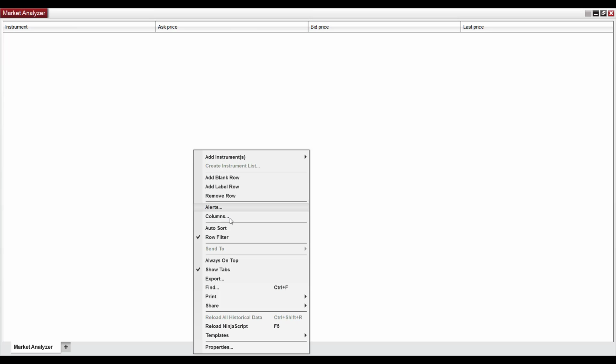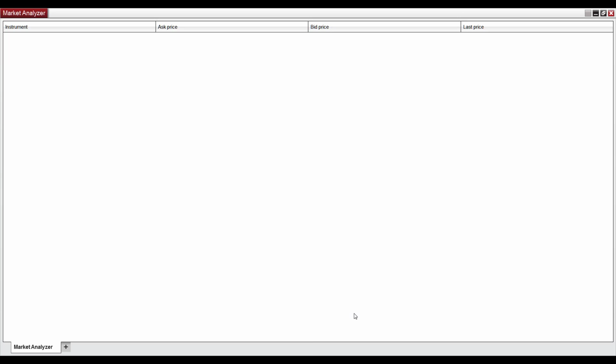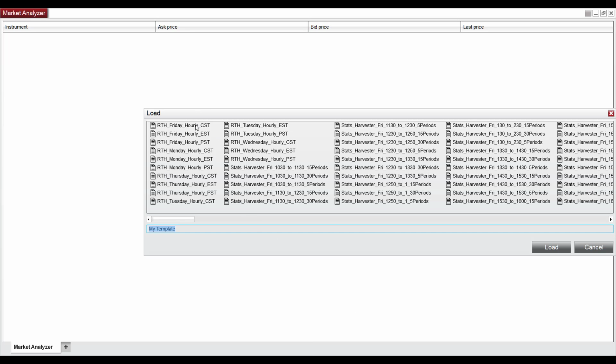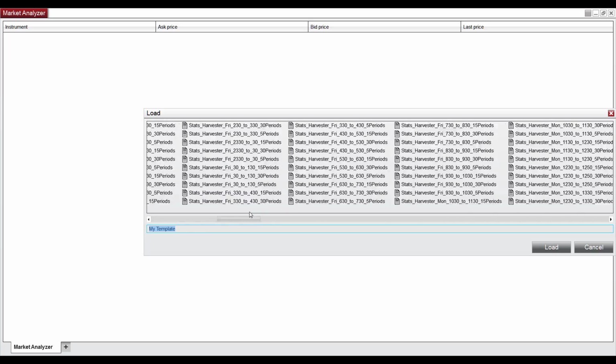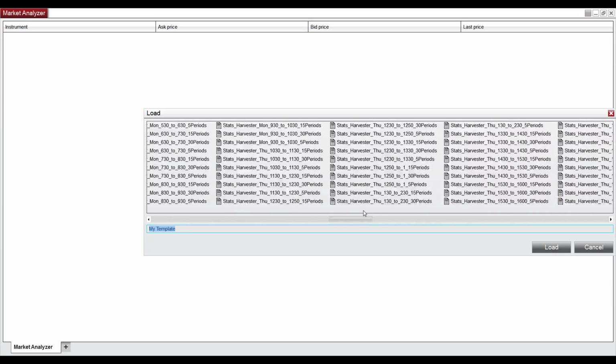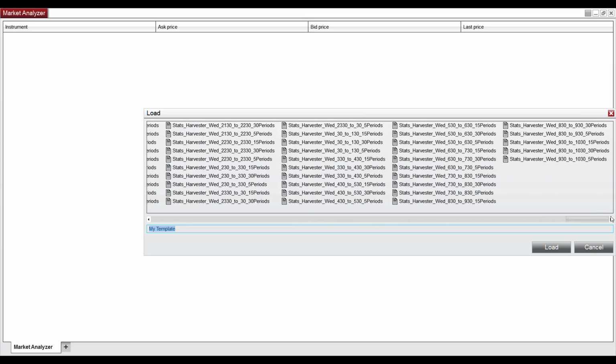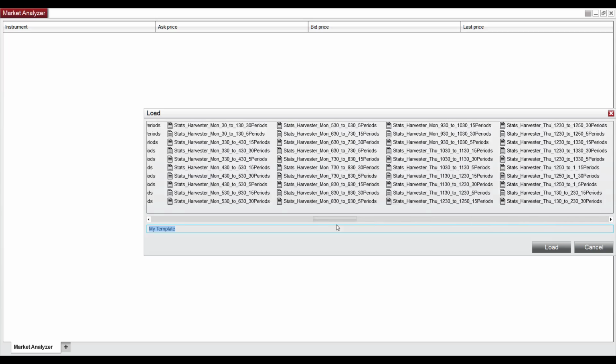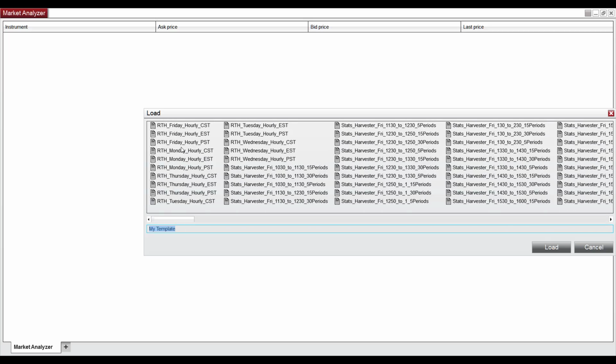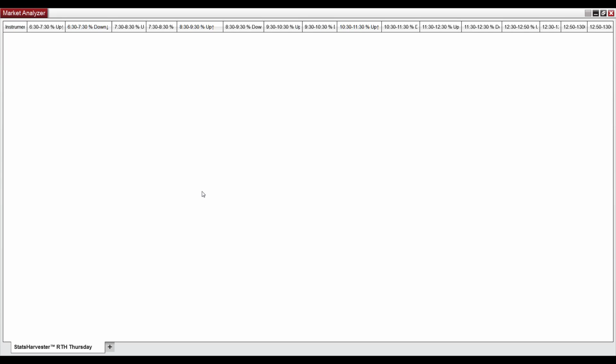Now, the templates I'm about to show you are all included as part of your Stats Harvester purchase. There are over 130 templates here, and in the future, when I add any new templates, those too would be included at no additional charge for all subscribers. So we load the RTH Thursday template in PST, which is Pacific Standard Time. I have, of course, EST and CST versions as well. By the way, RTH stands for regular trading hours. Okay, so from market open to market close, regular trading hours.